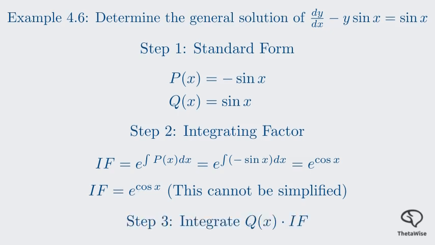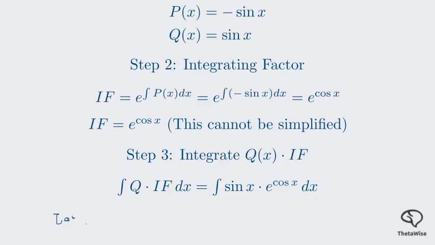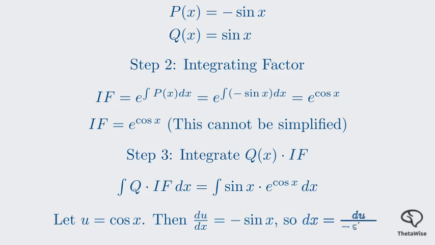Step 3. Integrate Q(x) times the integrating factor. We need the integral of Q times IF, which is the integral of sin x times e to the power of cosine x dx. To solve this, we will use a u substitution. Look for a function and its derivative. Let's choose u to be cosine x. The derivative, du/dx, is negative sine x. Rearranging for dx, we find that dx is equal to du divided by negative sine x.